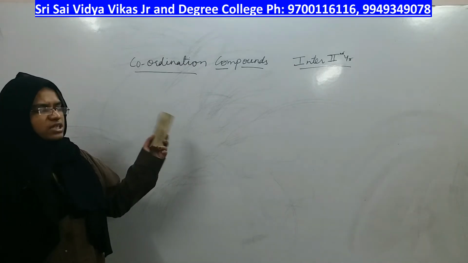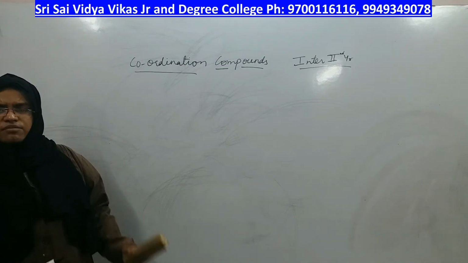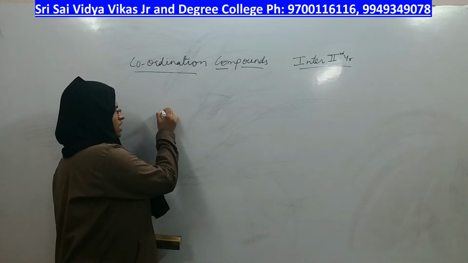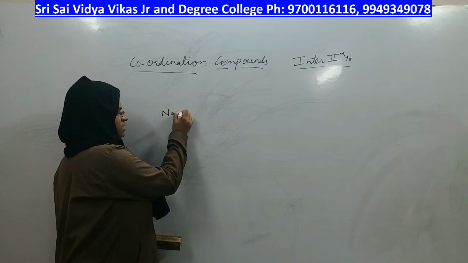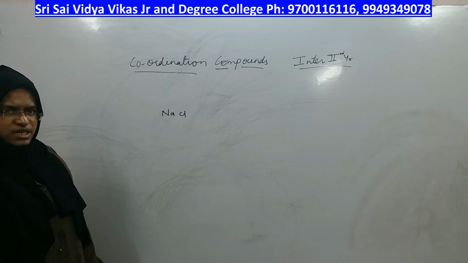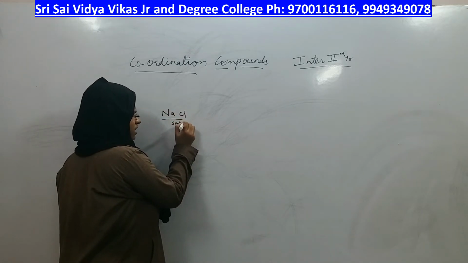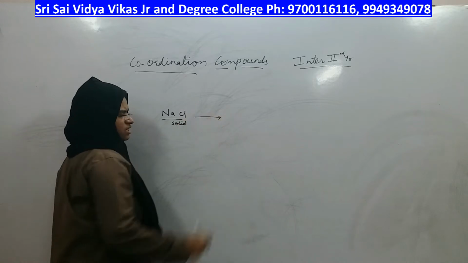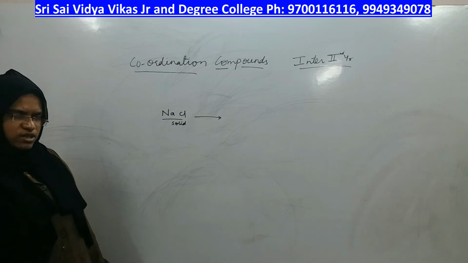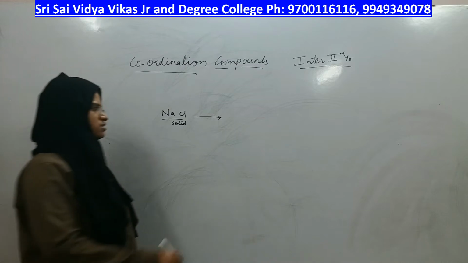To understand the behavior of a coordination compound, we should first start with a basic salt which we know. Can you tell me an example of a basic salt? I am taking the example of NaCl. This is nothing but sodium chloride salt, which is a solid salt, right? If I dissolve this solid salt in a glass of water, immediately the salt will be ionized into its respective ions.